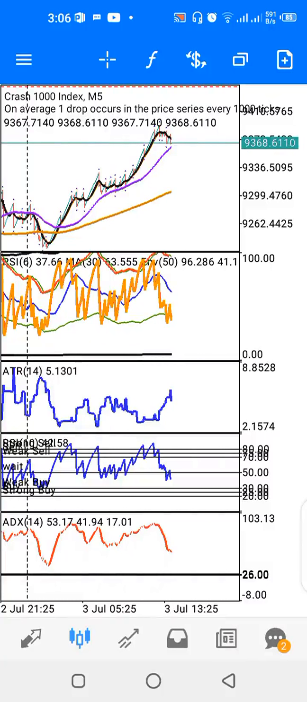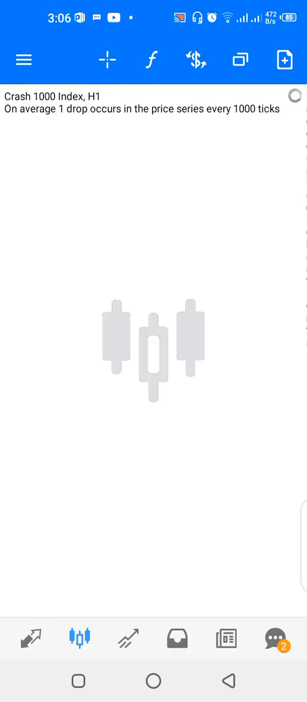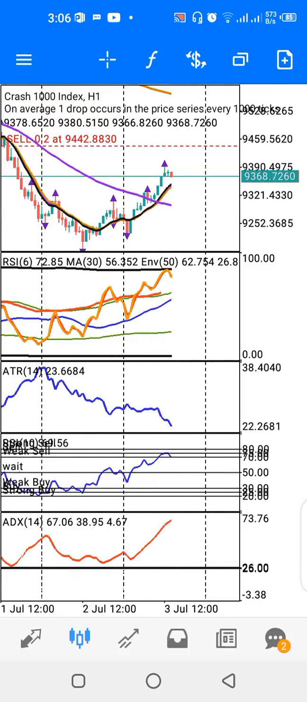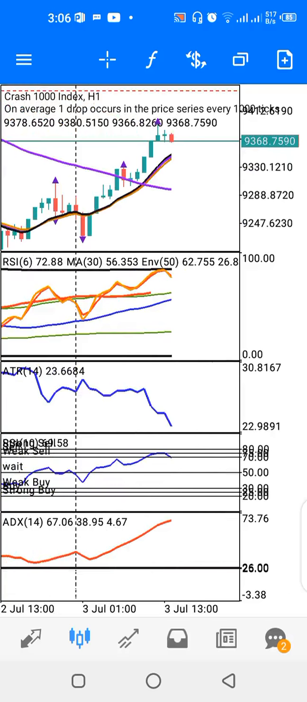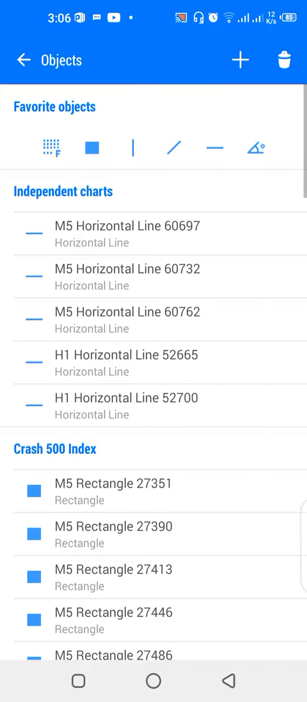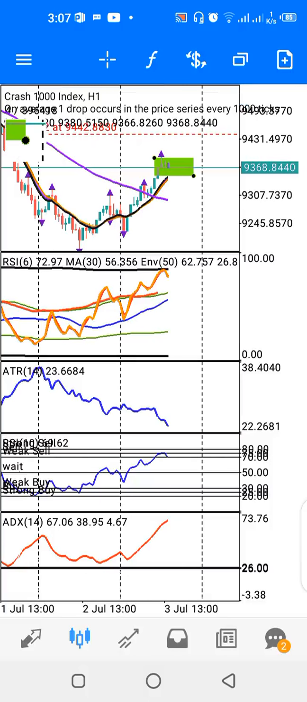Today we'll be looking at the strategies you can use to trade crash 1000 index. On the screen I have crash 1000 index. Currently selling, but price is retracing, and I expect price to continue downwards. I can see the formation of a top around here. This is the 1 hour time frame, so I expect price to start to slide down.